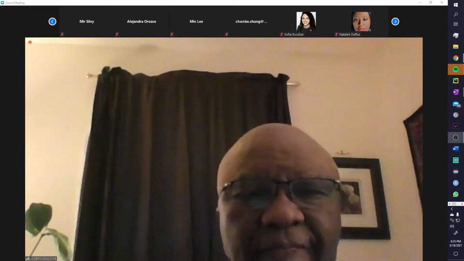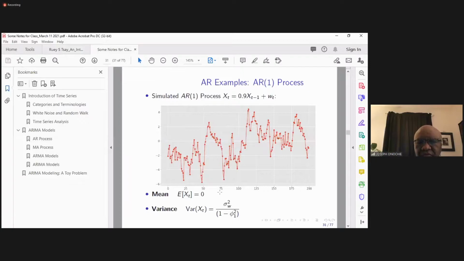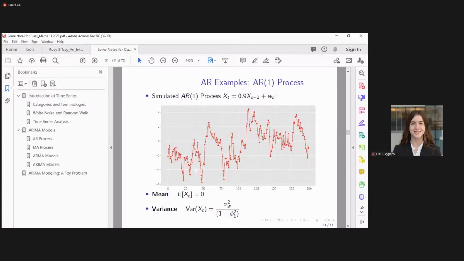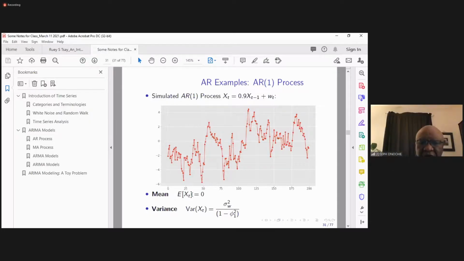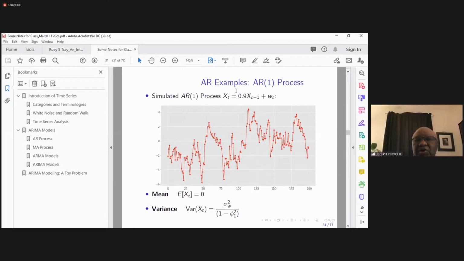Okay, look, everyone, can you see this page now? Yes. Now, from last class, you should know that the mean is 0. And we discussed last class that the mean of the AR1 series is 0. Does anybody remember why this is 0? Because there is no constant, phi 0, right? Yes, so the constant is 0.